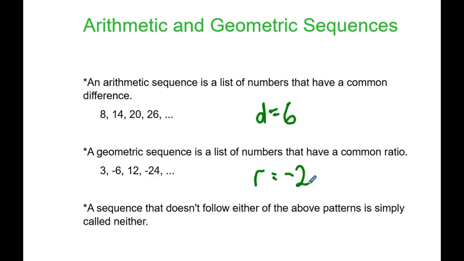So arithmetic, we're adding the same value each time, whether that's positive or negative. Geometric, we're multiplying the same value each time. And then a sequence that does not follow either of the above patterns, so we're not adding the same value each time, or we're not multiplying by the same value each time, we simply call that neither.